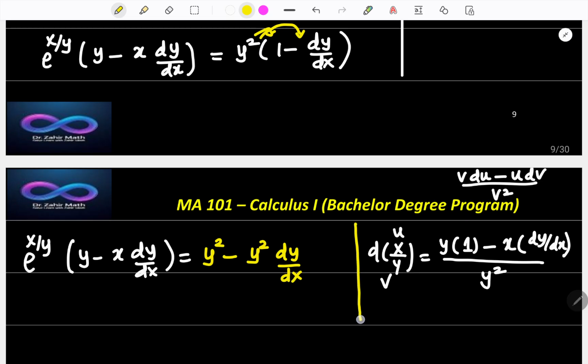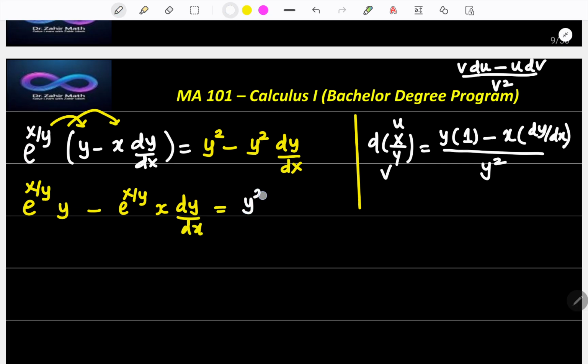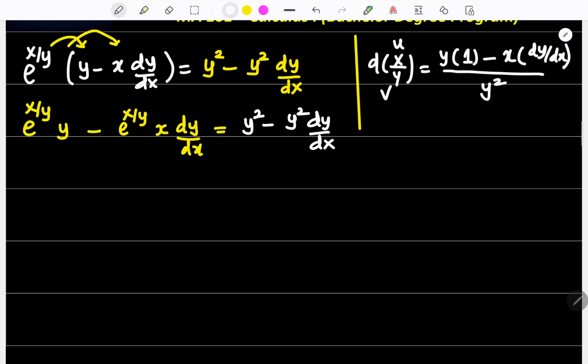Clear, everybody? Right. So now I'm going to collect all dy by dx. Carefully do it without making any mistakes. You multiply this also: e power x by y minus e power x by y times x dy by dx is equal to y square minus y square dy by dx. Now collect all the dy by dx on one side. There is a dy by dx, there is a dy by dx.